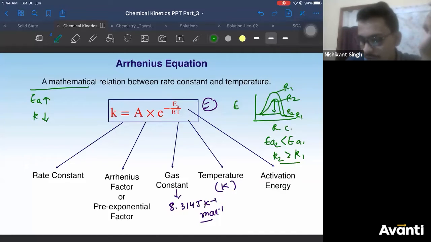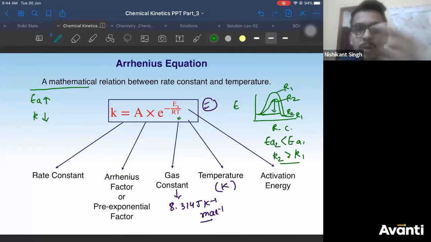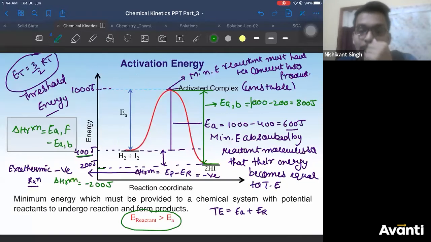Now we are going to see the effect of temperature on the rate, right? So see carefully. Actually, to be honest, we'll come to this in collision theory also. So I'll discuss it there.